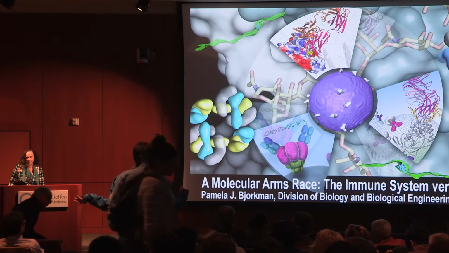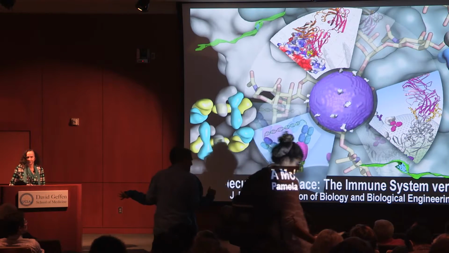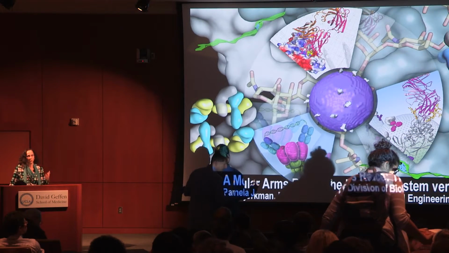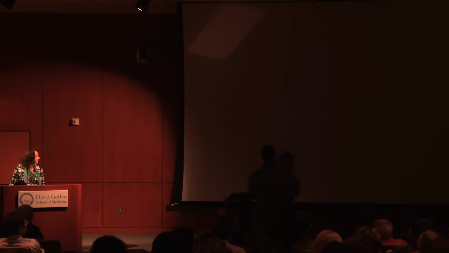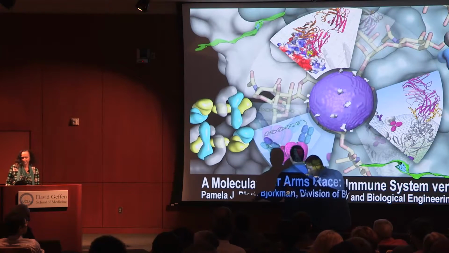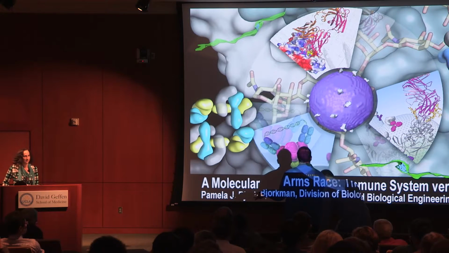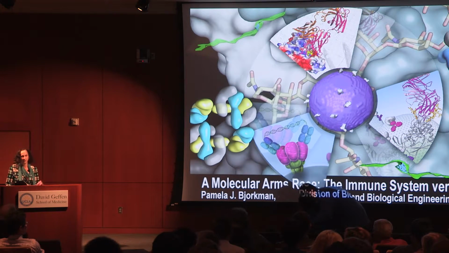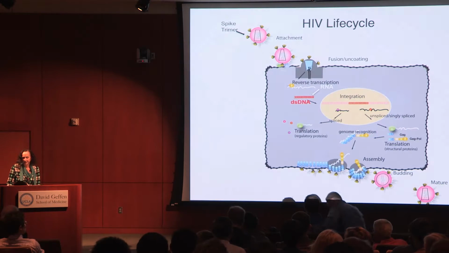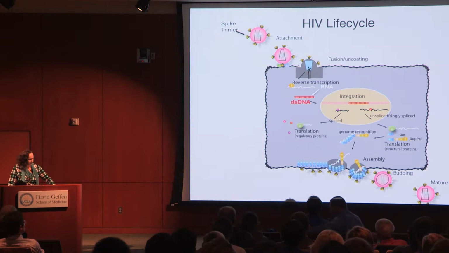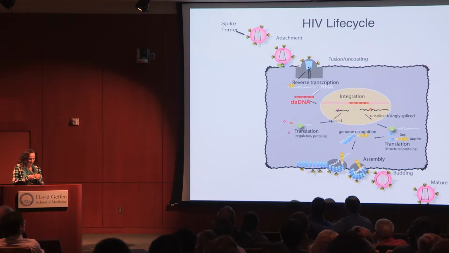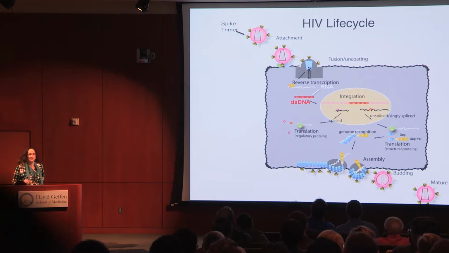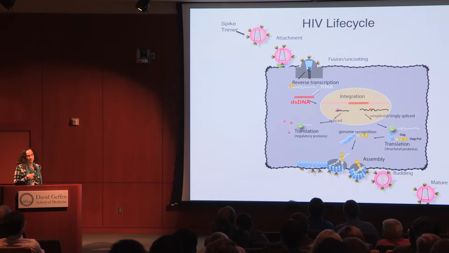So I want to frame what I'm going to talk about as sort of a war between HIV, a virus, and our immune system. And I think that it's clear that HIV is winning, except in the cases where we have drugs to intervene. So I'm going to start with reminding you of the life cycle of HIV. HIV is a retrovirus, which means that it reverse transcribes its RNA into DNA.